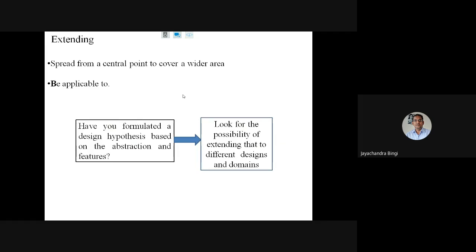You need not stick with only plug. The same idea you can extend to different areas. Okay, different areas, different domains, and different designs. That is briefly about the Actrex method.